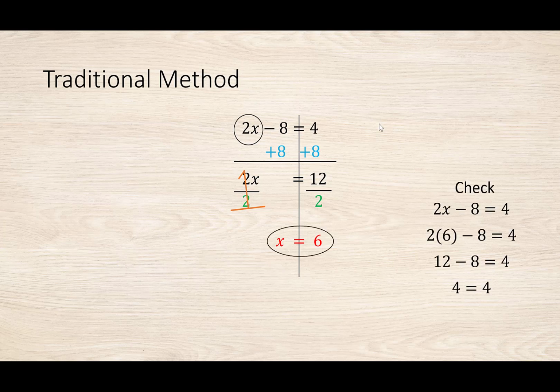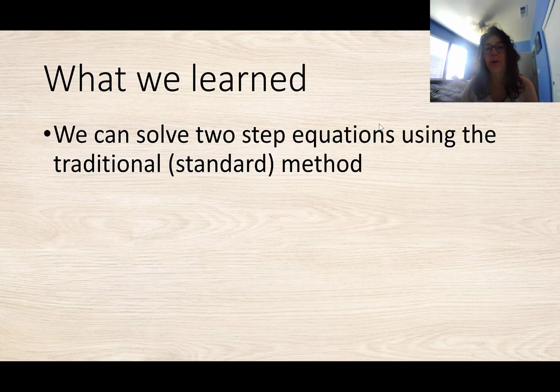Again, check that answer. Make sure you're right. Substitute your number back in. Substitute that answer that you got in for the variable. You go through the math, you end up with 4 equals 4. We got the same number on both sides. We know we're good. All right, that was a lot. In this lesson, we learned that we can solve two-step equations using the traditional standard method.